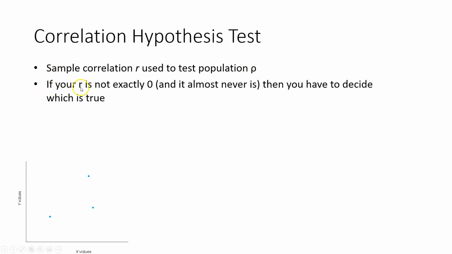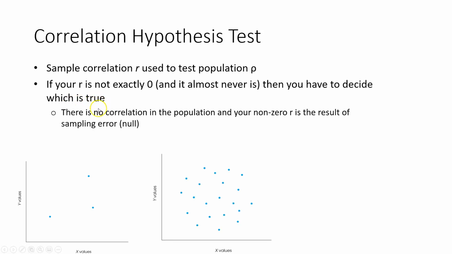If your R that you compute is not exactly 0, like we saw in this example, and indeed it almost never is exactly 0, then you have to decide which one of these statements is true. Either there is no correlation in the population, and your non-zero R is actually the result of sampling error. It just looks like there's a correlation, even though there's really not a correlation in the population.